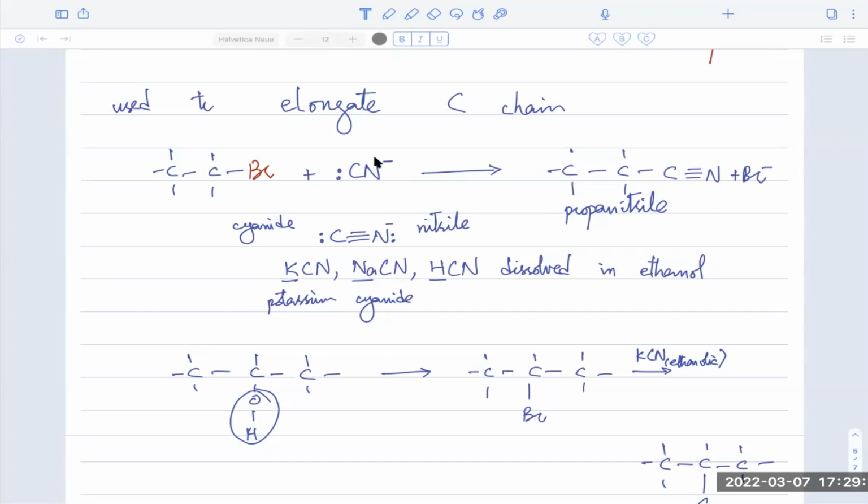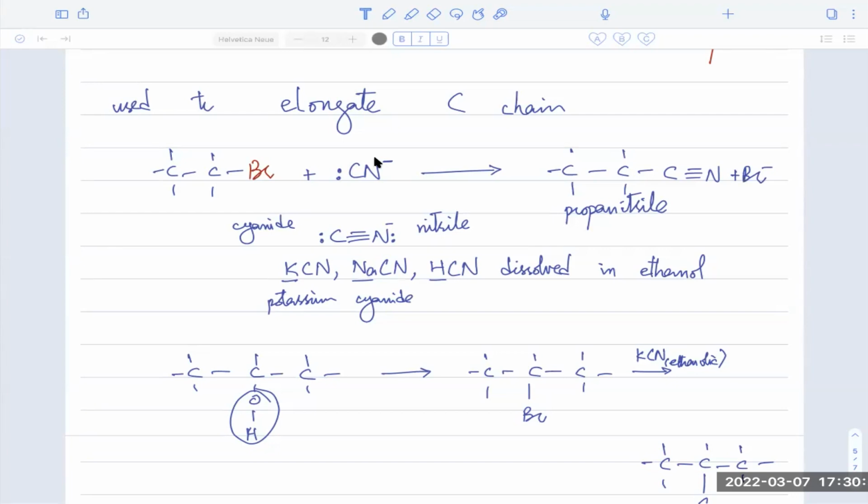It has a lone pair. An important thing to remember about cyanide is that the lone pair that actually attacks is the lone pair on carbon. It's not the lone pair on the nitrogen that attacks. It's mainly the carbon. So when it attacks, it forms organic compounds, and these organic compounds are not called cyanides. They're called nitriles if they have the C triple bond N group.